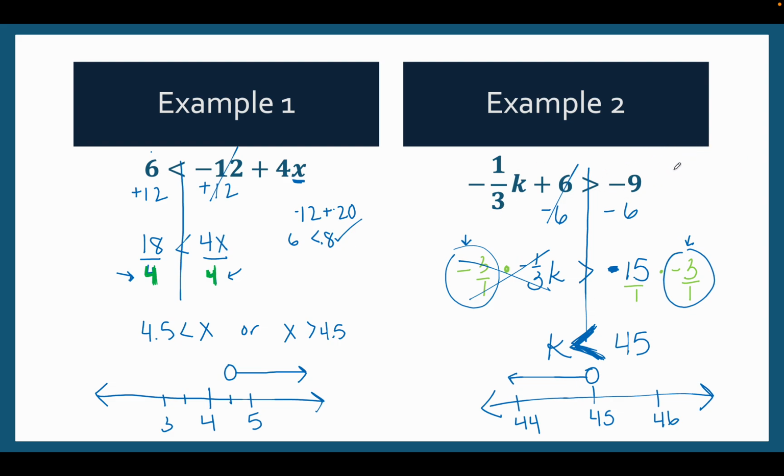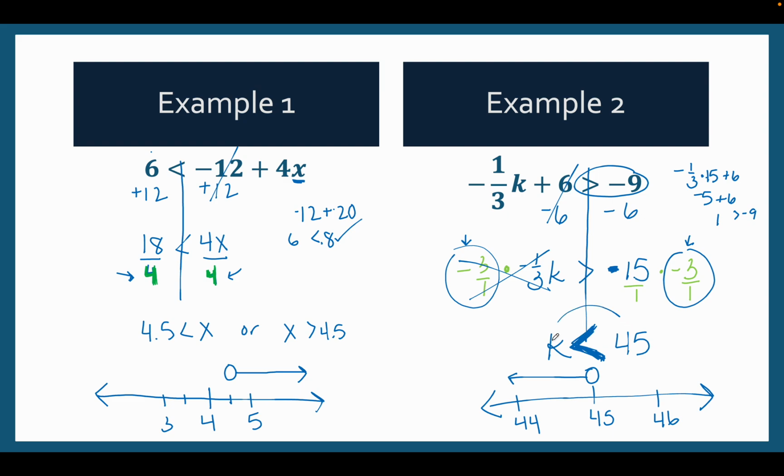If I plug in 15, negative 1/3 times 15 plus 6 should give us an answer that's greater than negative 9. So negative 1/3 times 15 is negative 5. Plus 6 is 1, and that is greater than negative 9. So that is telling us that all values that are less than 45 would work.